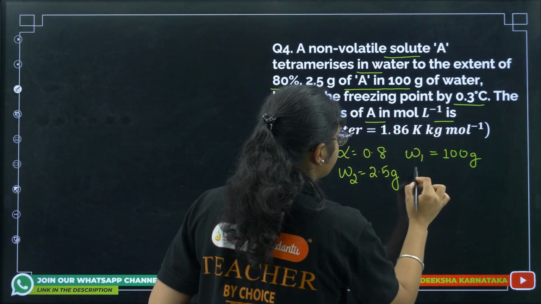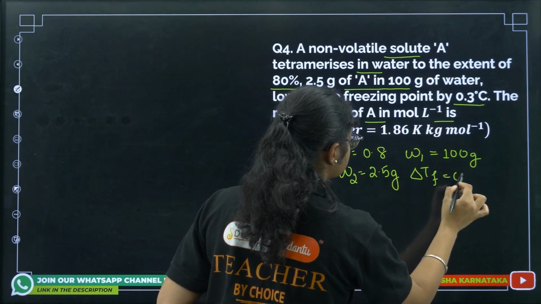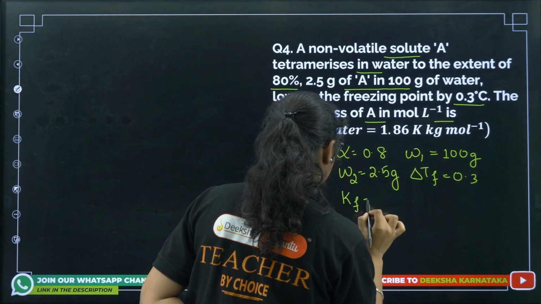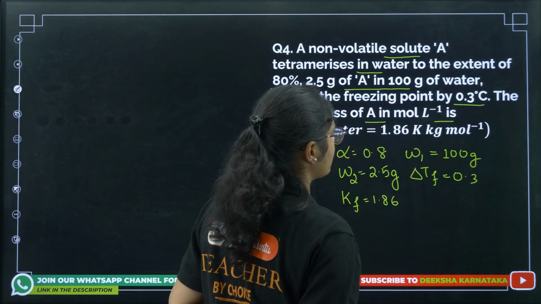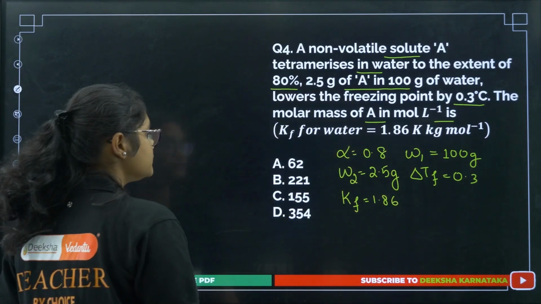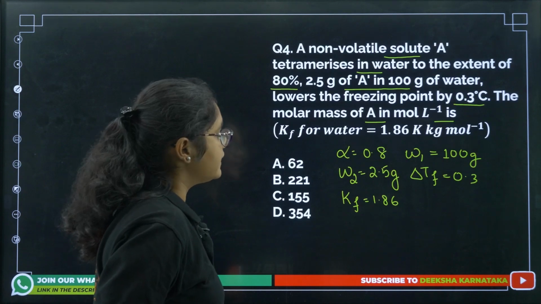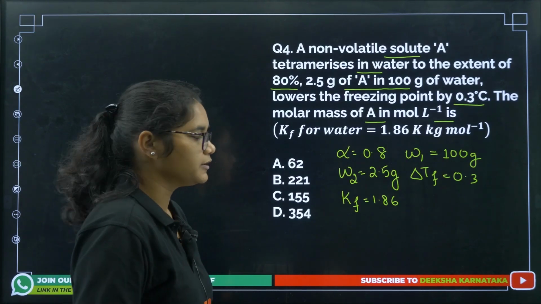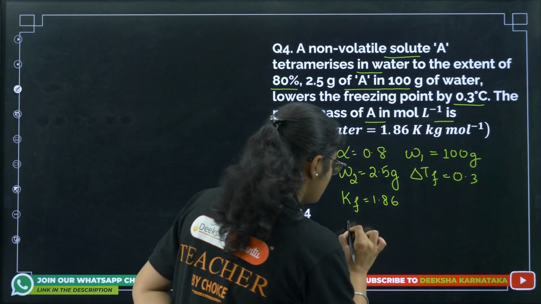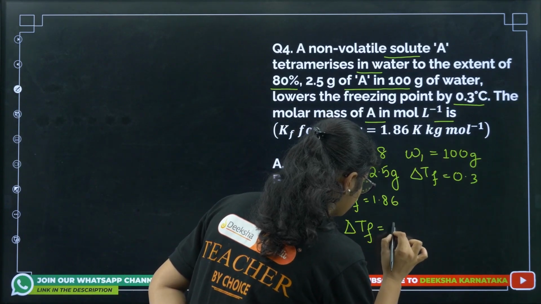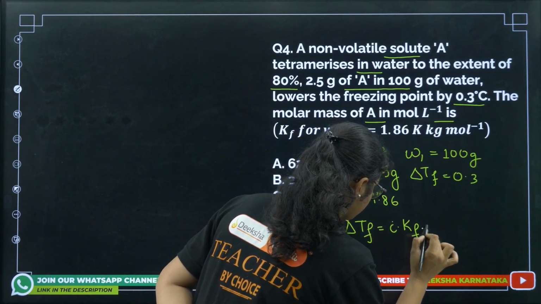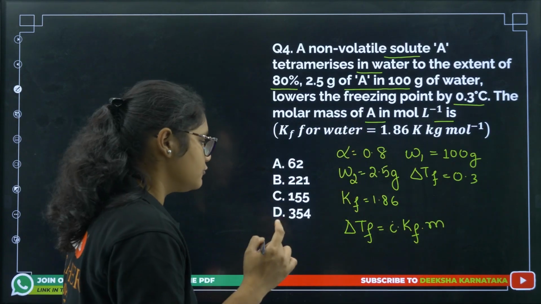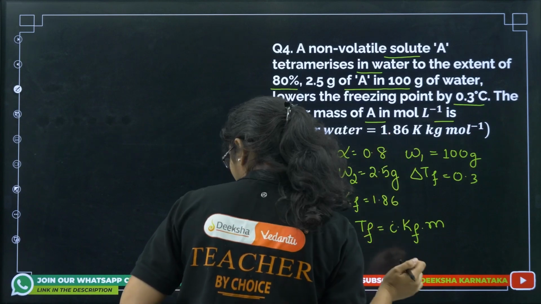Next, delta TF is also given to you, 0.3. Then KF value is 1.86. Okay, this is done. Now what do I need to calculate? We need to calculate the value of the molar mass of the solute, right? For that, first of all, we need this formula: delta TF is equal to i into KF into m. Now what is i here? Van 't Hoff factor, right? Now we need to calculate this i value from the alpha value.